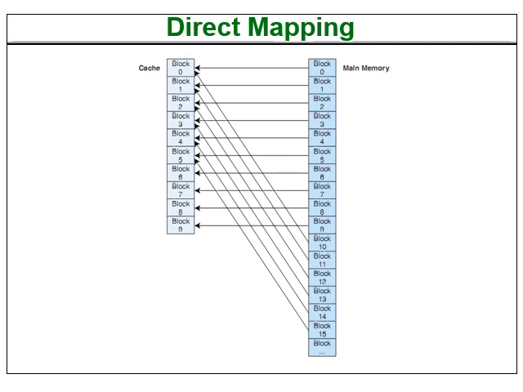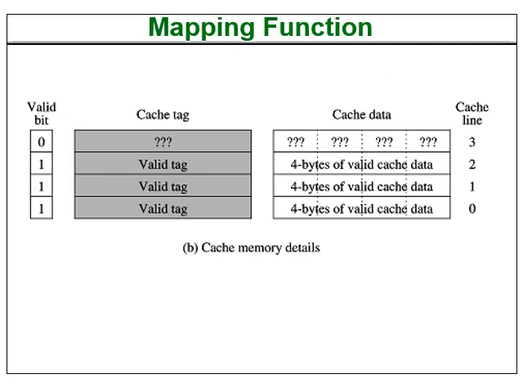So we have a direct formula which we will apply, where we can use the particular mapping. We can find out the line number in the cache memory which is going to hold a particular main memory block. Now, this is the structure of the cache memory.